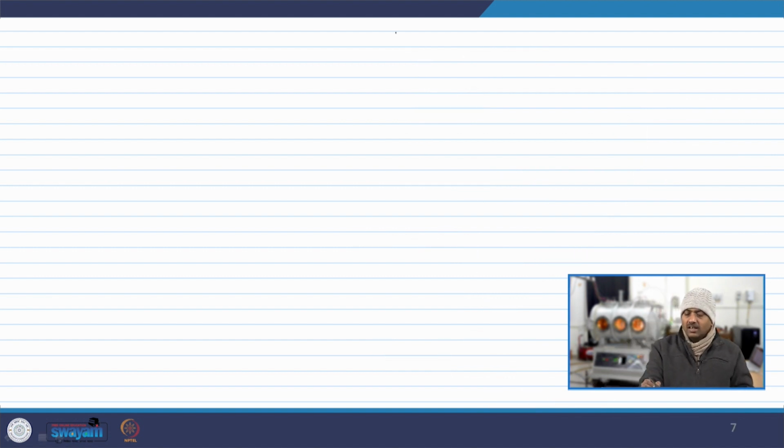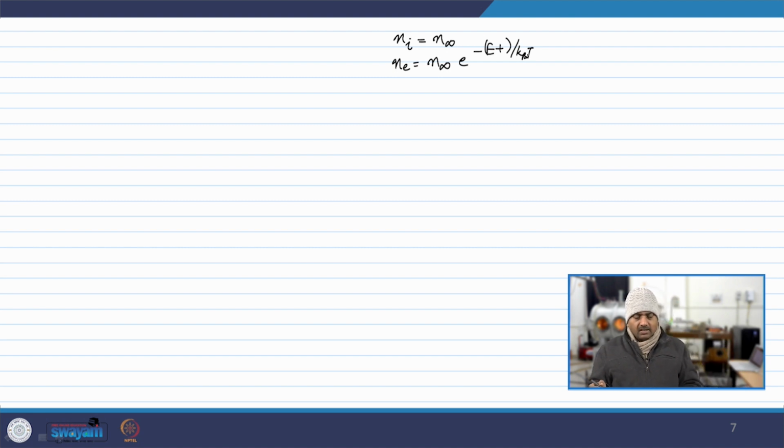So, we can say that since the ions are not moving, the number of ions is equal to an equilibrium number which is not changing, but the number of electrons on the other hand is n infinity e to the power of minus E by kBT. This is what we have, right? So, this E is kinetic energy plus e phi.